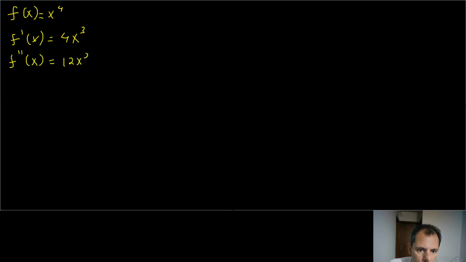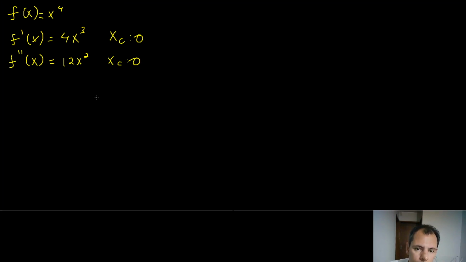Let's just see another one here. This one's going to be easy. F of x equals x to the 4th. So the first derivative equals 4x cubed. The second derivative equals 12x squared, right? So what is the critical point? The critical point is just x as 0. And this here, the second derivative, also has x as 0, right?